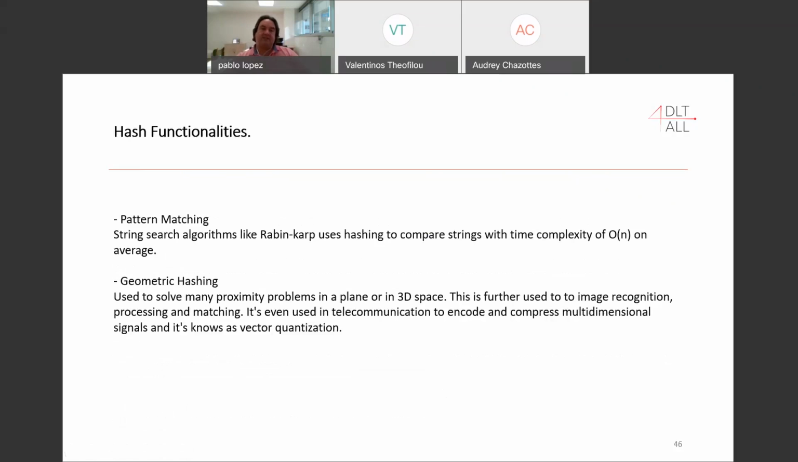Pattern matching string search algorithms like Rabin-Karp use hashing to compare strings with time complexity of O(n) on average. Geometric hashing is used to solve many proximity problems in a plane or 3D space. This is further used in image recognition, processing, and matching. It's even used in telecommunication to encode and compress multidimensional signals, and it's known as vector quantization.